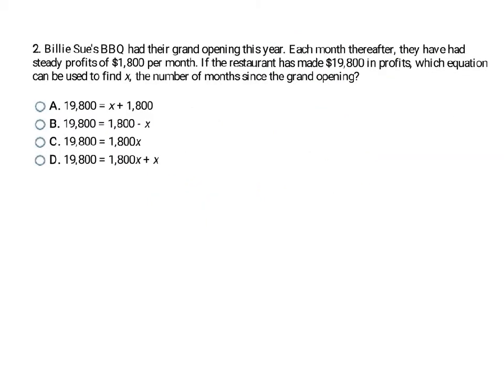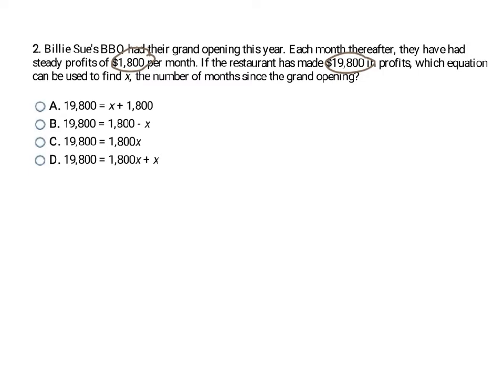Billy Sue's Barbecue had their grand opening this year. Each month thereafter, they have had steady profits of $1,800 per month. If the restaurant has made $19,800 in profits, which equation can be used to find x, the number of months since the grand opening? So here I have two numbers in the problem. The notes we took show us that we typically have 3, so that's a clue that this might be just a little bit different.